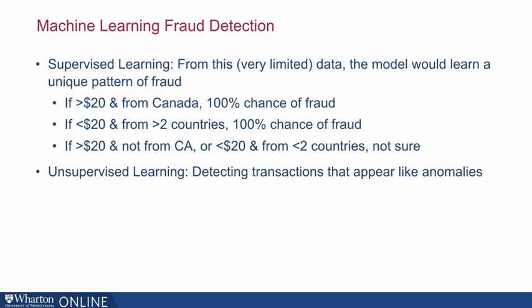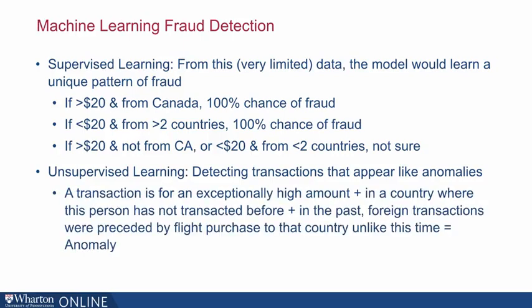Now, as I mentioned earlier, this would be paired with unsupervised learning algorithms that are doing anomaly detection. They might say the transaction is for an exceptionally high amount relative to past transactions. And furthermore, it's in a country where this person has not transacted before. And in the past, foreign transactions were preceded by flight purchases to that country, and we don't see it this time. And so all of these factors make this transaction look like an anomaly, and that might cause the transaction to be labeled as fraudulent.